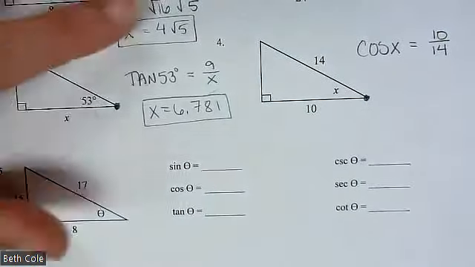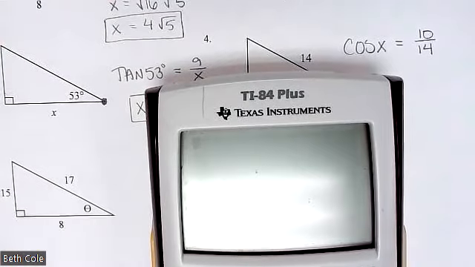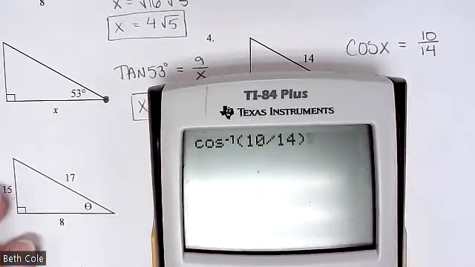Now, do you remember how to type that one? Good. It's second cosine. It's cosine inverse is what we're doing. You're trying to uncosine. So it's cosine inverse 10 over 14. So like that.